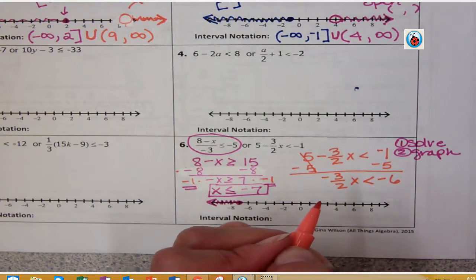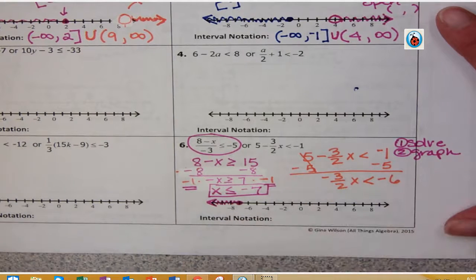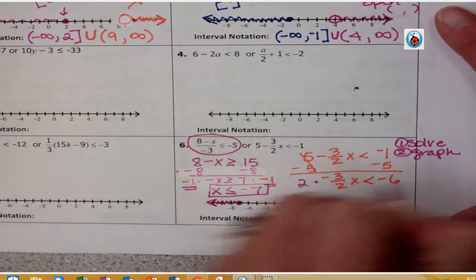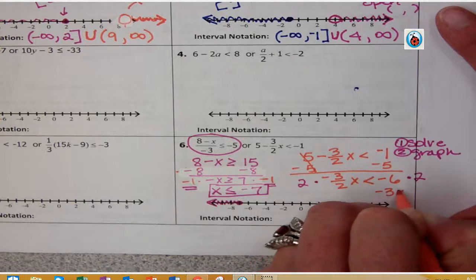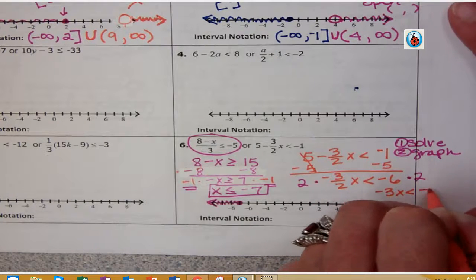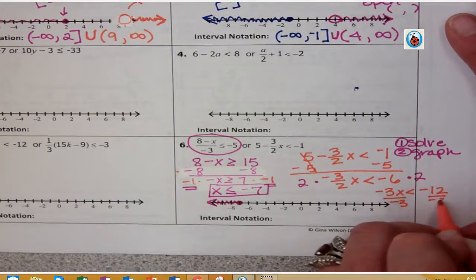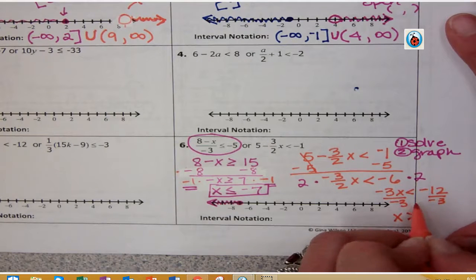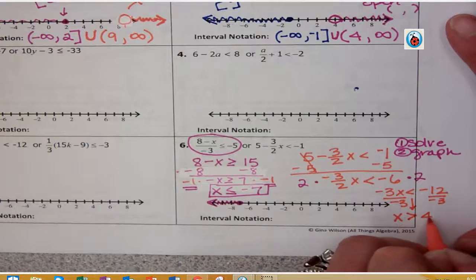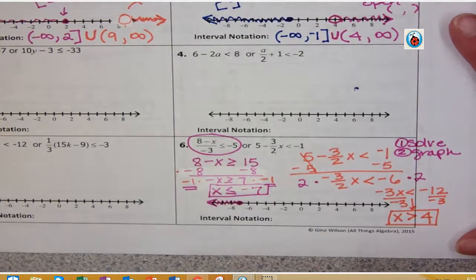So now we're going to multiply everything by 2. And this side as well. And I'm going to get negative 3x less than or equal to negative 12. And then when I divide by negative 3, I'm left with positive x greater than, I have to flip that sign, 4. Because negative 12 divided by negative 3 is 4.